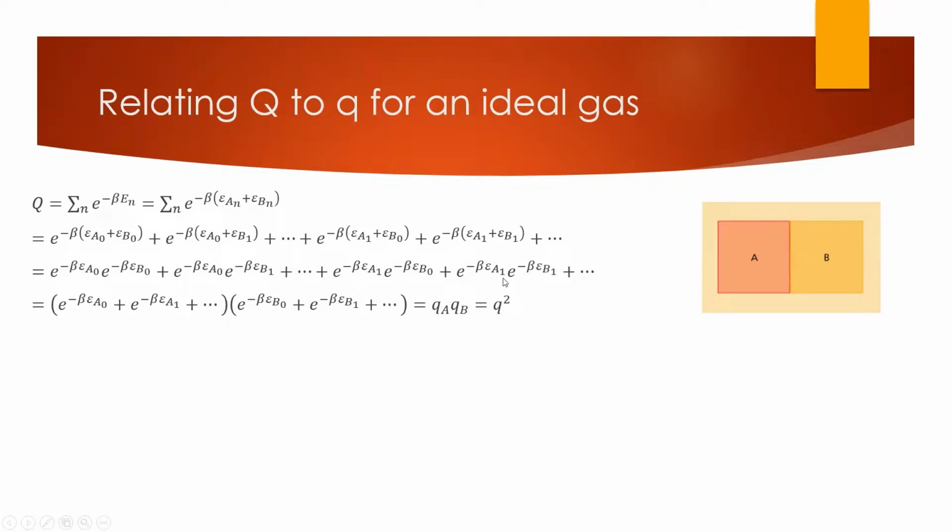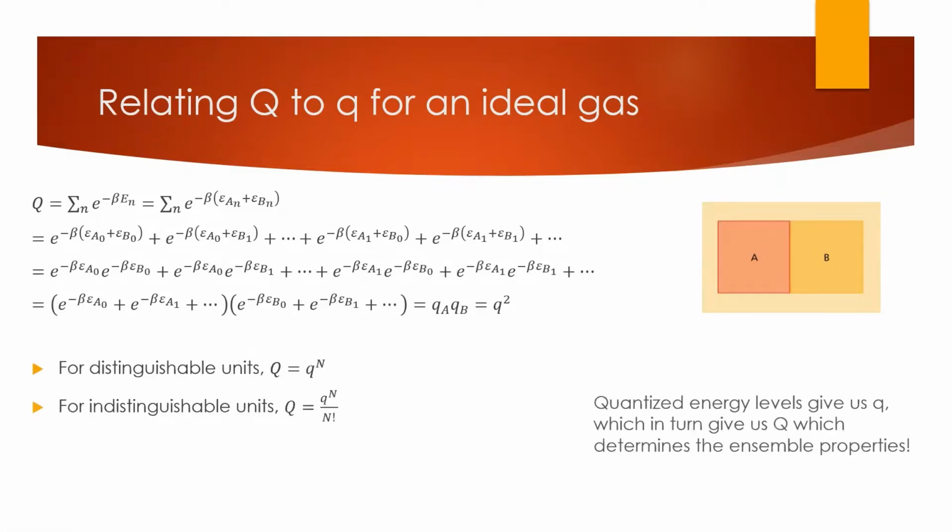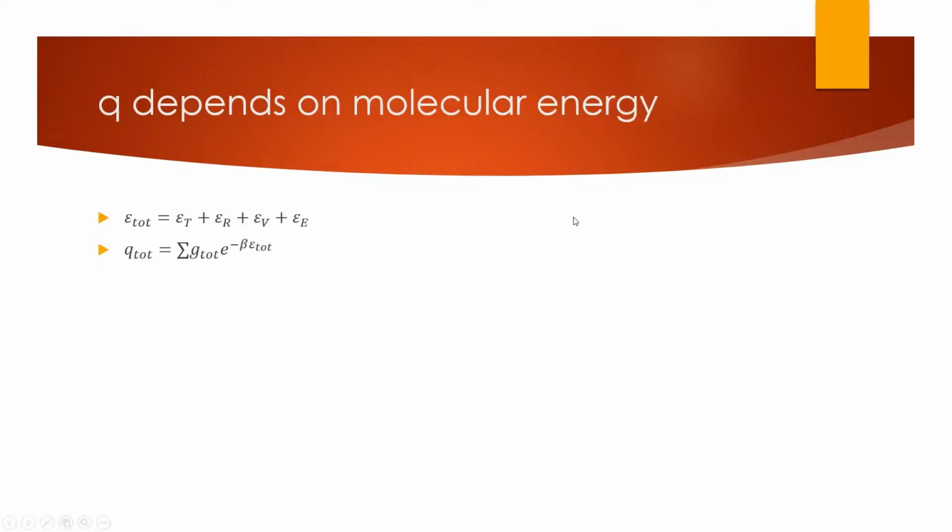In the next lecture, we'll relate this lowercase q to the energy spacings of different degrees of freedom. So we have quantized energy levels, which gives us lowercase q for our molecules, which in turn gives us the capital Q for the whole ensemble, which then determines the ensemble properties, such as internal energy, heat capacity, and so forth. So this is ultimately where we're going to be going, trying to build up the bulk properties that we've been describing since the beginning of class based on the energy levels of our different components, based on quantum mechanics.